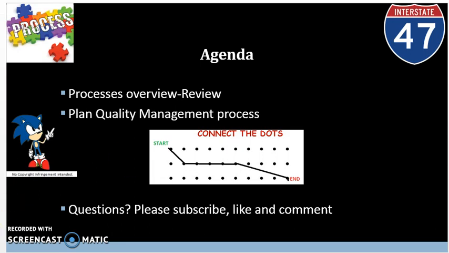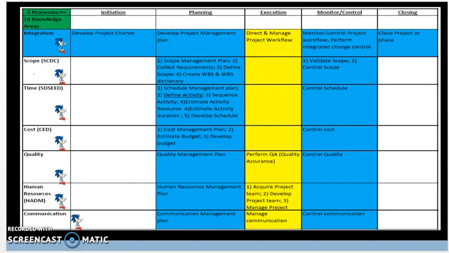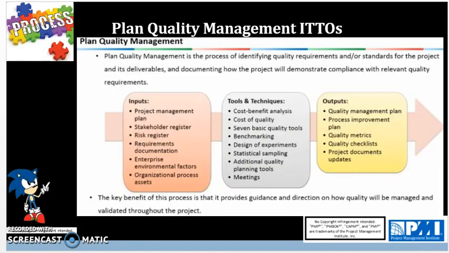So let's move forward. We are now in the fourth part of planning, which is for quality. This explains how as a project team we will deliver a product, service, or result to meet the customer requirements, or the voice of the customer. Now, plan quality management is the process of identifying quality requirements and standards for the project and its deliverables and documenting how the project will demonstrate compliance with relevant quality requirements.